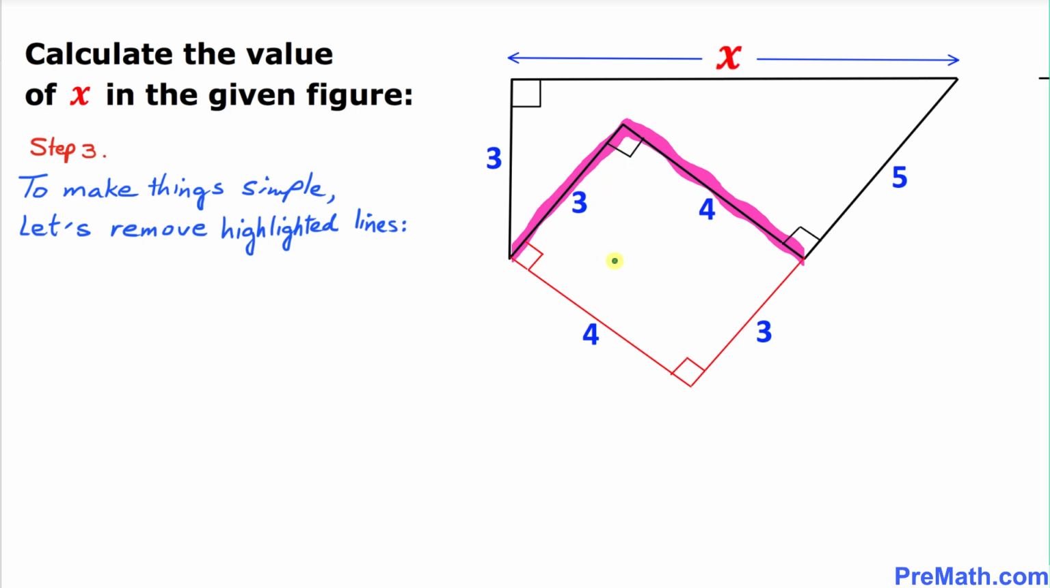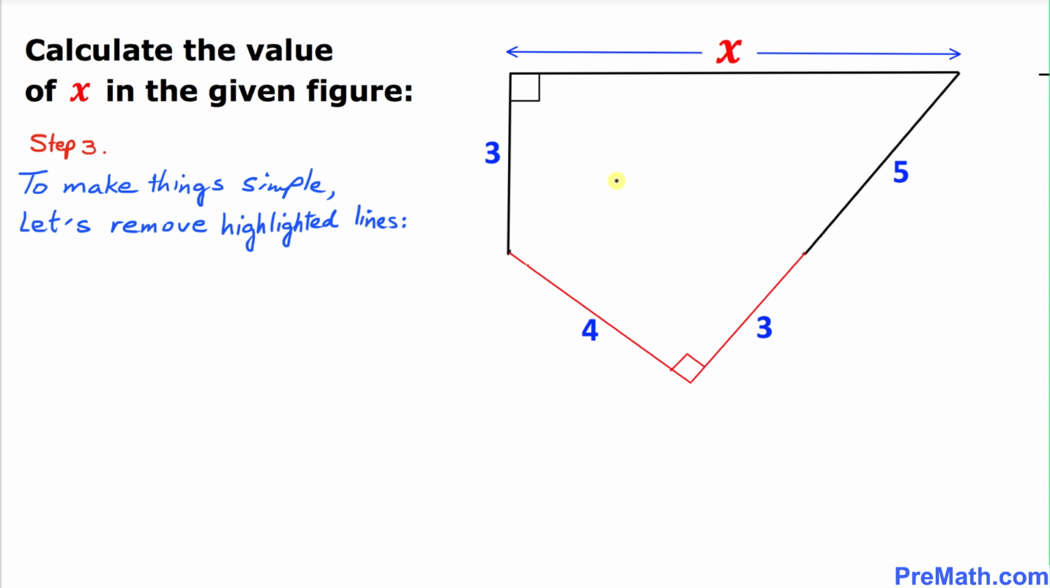And here is our next step. We want to simplify this figure. To make things simple, let's remove these highlighted lines, the ones that I have highlighted. That would make this figure a lot simpler. And here is our nicer looking figure once we have removed those highlighted lines. Now let's focus on these vertices. I'm going to call this vertex A, this vertex B, this vertex C, and this vertex D.